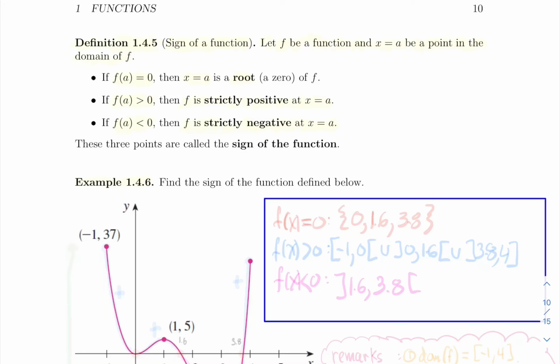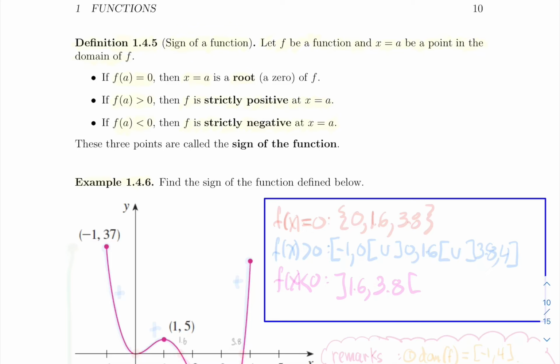Hello everyone. So now we're going to talk about the sign of a function. After the actual definition of the sign of a function, so when is a function zero, strictly positive or strictly negative, we will look at examples of looking for the sign of a function from the graph of a function.